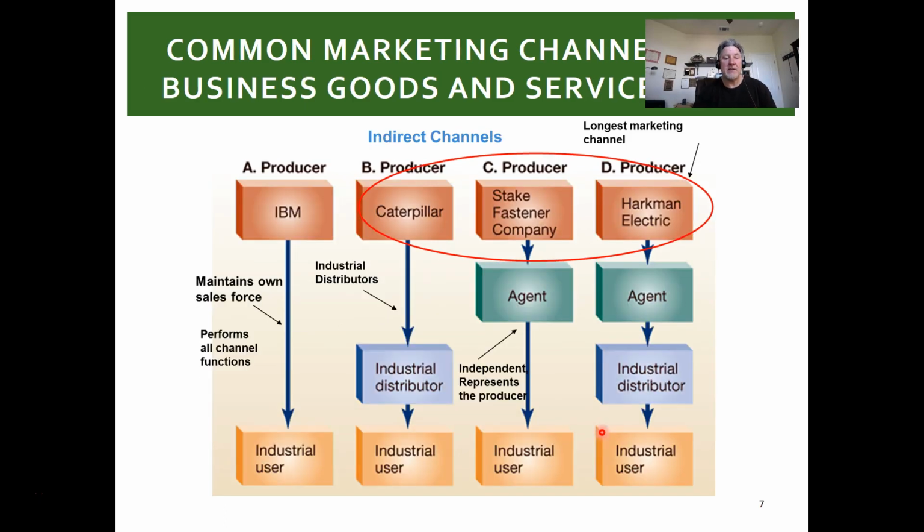In the B2B space, you can go direct, such as IBM, working with individual industrial users. We see this with Oracle. But then you can have companies like Caterpillar, which may work through industrial distributors to get to the individual user. And we see that here up in San Luis Obispo County, where we actually have resellers of farm equipment that are in the local area.